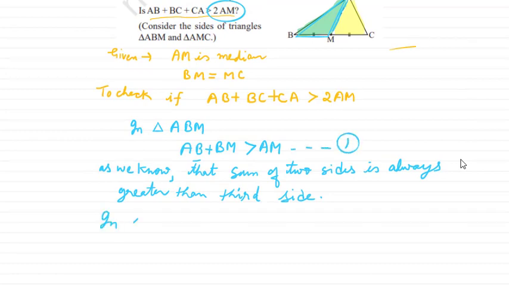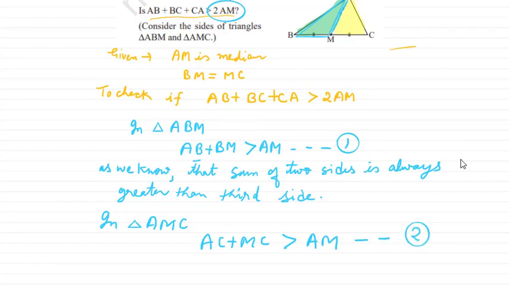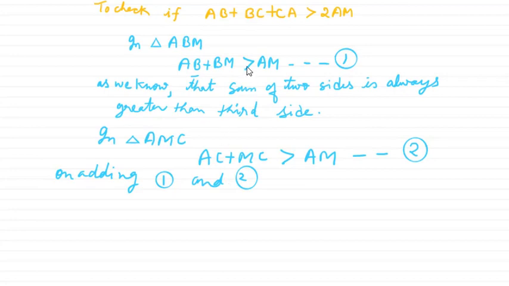Now I'll take another triangle, that is AMC. So in AMC also we can write the same thing, like AC plus MC will be greater than AM. This I'm making equation number 2. So now on adding 1 and 2, if you add the two equations, whenever you have a sign other than the equal sign, here you have a greater sign, here also you have a greater sign. While you add, all the left side will be added, all the right side will be added, but the sign will come as it is. So the sign will remain the same.